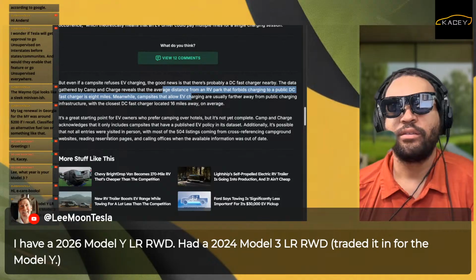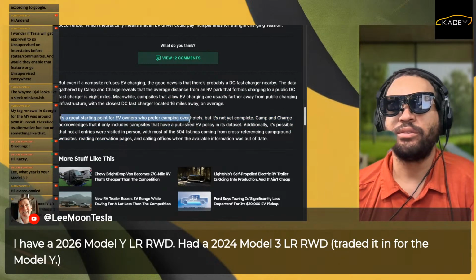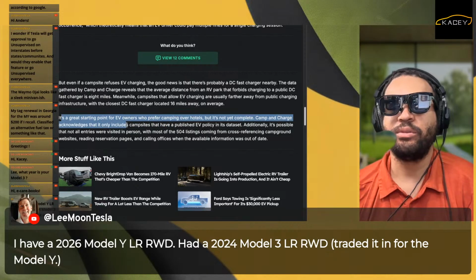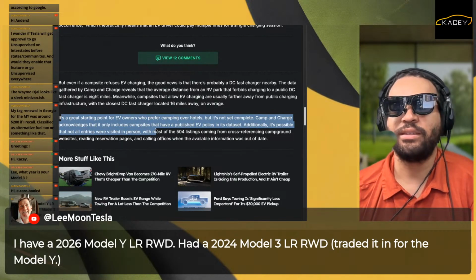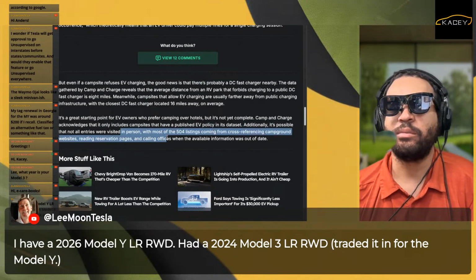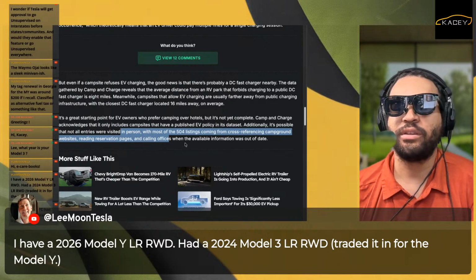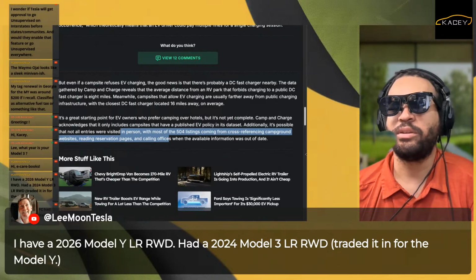Closest DC fast charger 60 miles away on average. It's a great starting point for EV drivers who prefer camping over hotels, but it's not yet complete. Camper Charge acknowledges that it only includes campsites that have published EV policies in its dataset. Additionally, published. So you're saying that some of them just make it up as they go? Additionally, it's possible that not all entries were visited in person, with most of the 504 listings coming from cross-referencing campground websites, reading reservation pages, and calling offices. What's wrong with calling offices? I'm fine with that. When the available information was out of date.